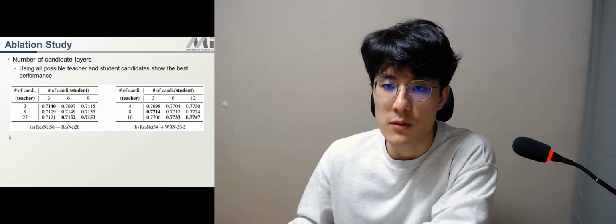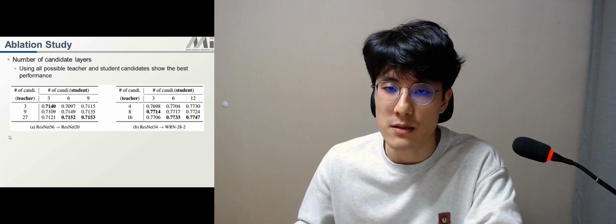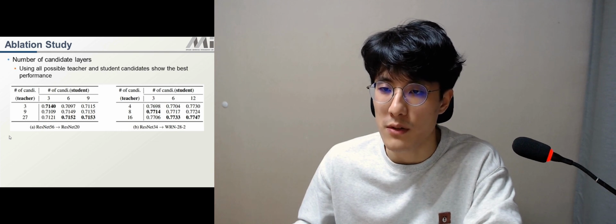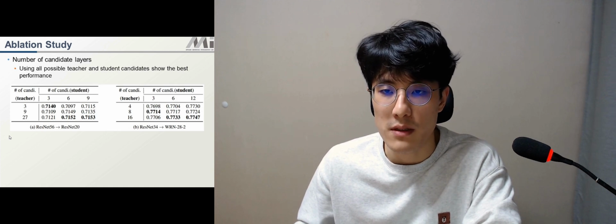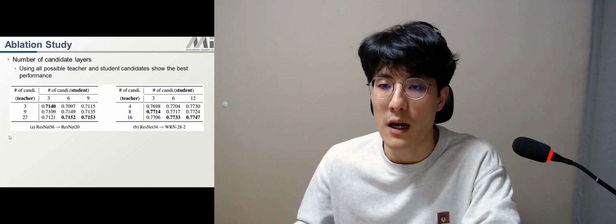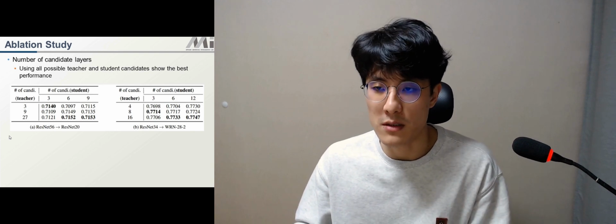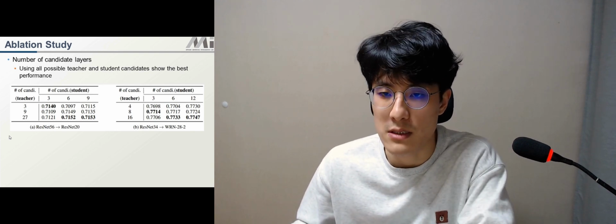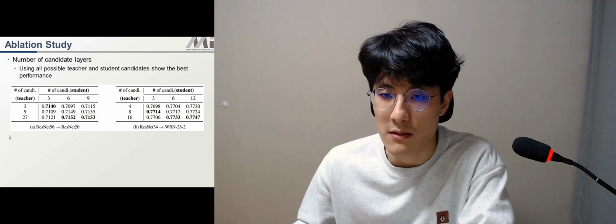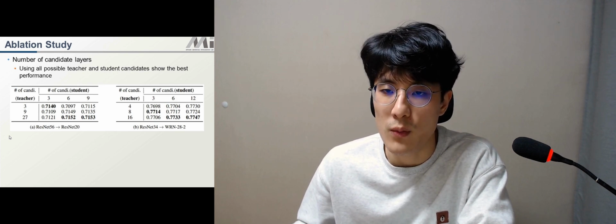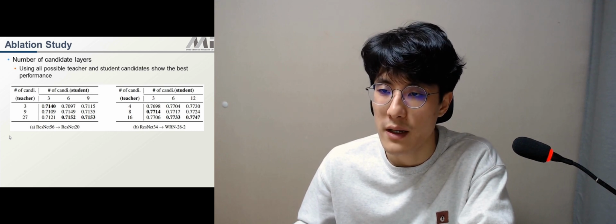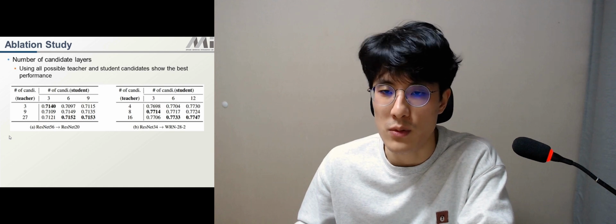Last, we experiment with various numbers of candidate layers. With this experiment, we analyzed the impact of the number of teacher and student candidates. For this experiment, the candidates are set as the output features of the residual blocks that are sequentially equidistant between themselves. We can see that when the student candidates are more than half of the total features, using all teacher features provides better student performance.